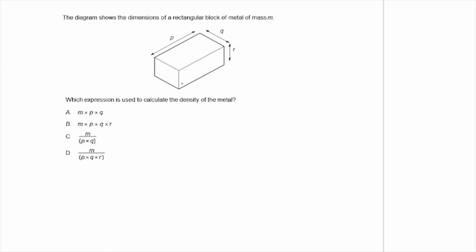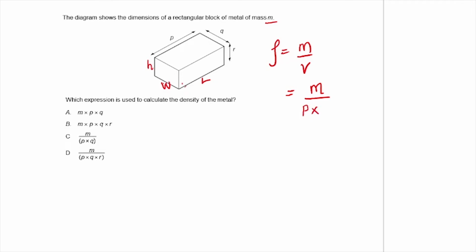The diagram shows the dimensions of a rectangular block of metal of mass M, as you can see. Which expression is used to calculate the density of the metal? We know that density is given by mass over volume. The mass is M, so mass is going to be M, divided by the volume. Volume is given by length times width times height. The length here is P, so volume is P times the width.